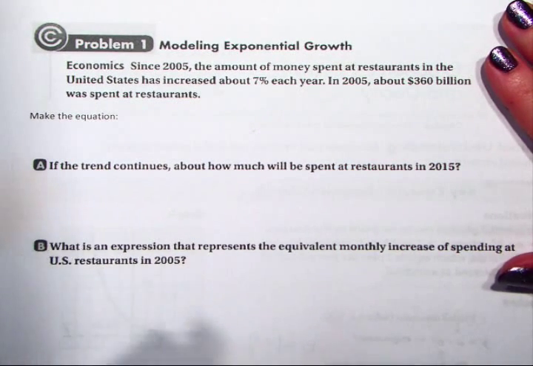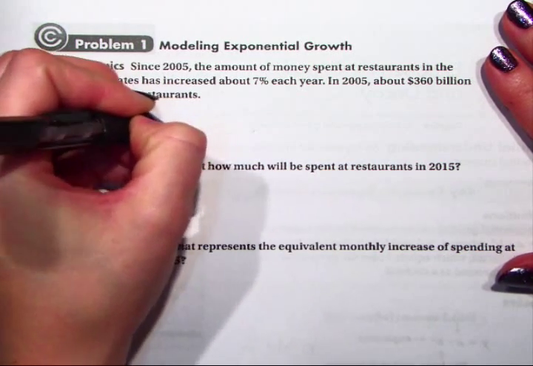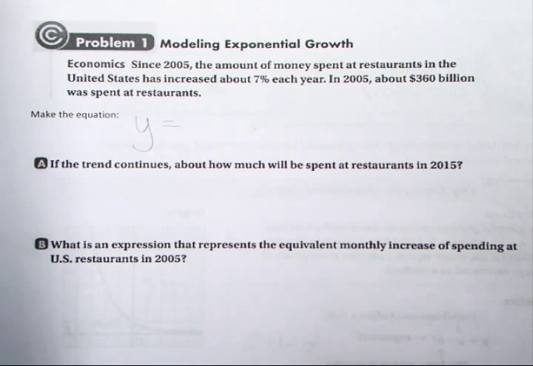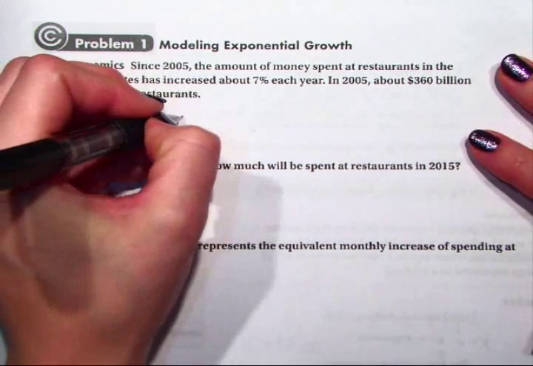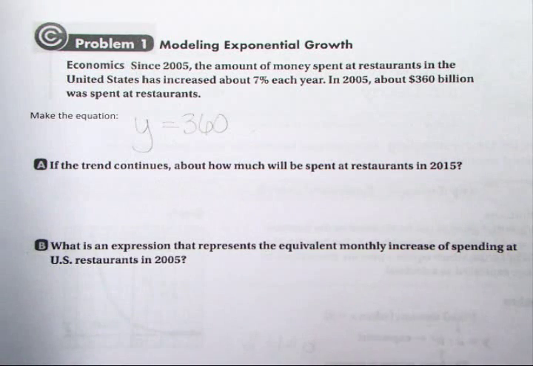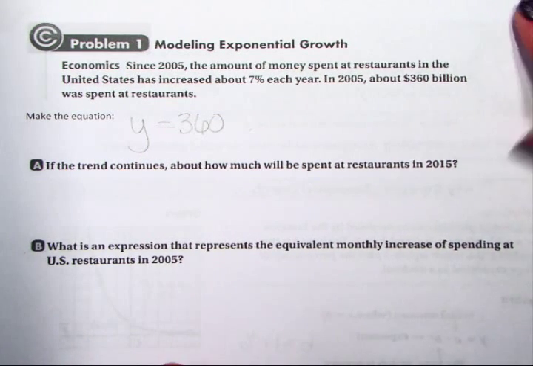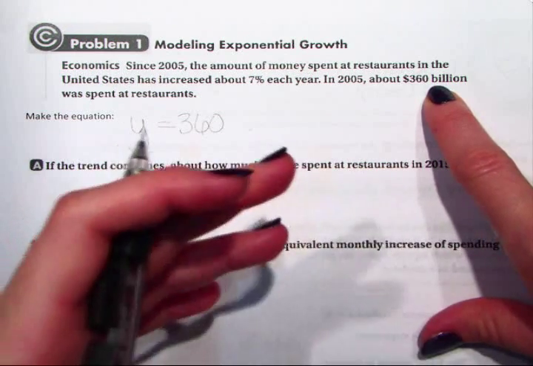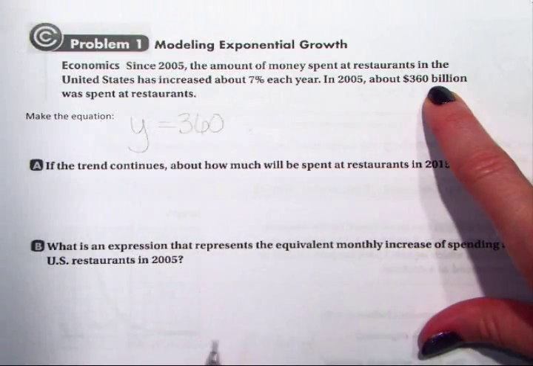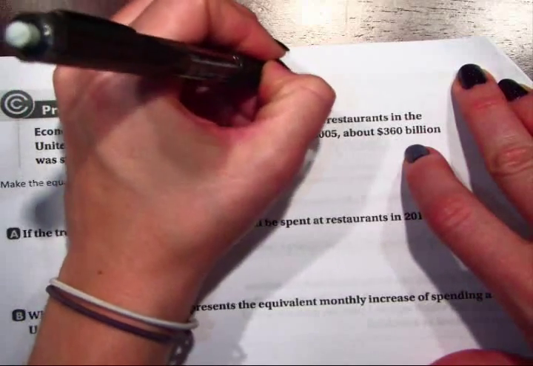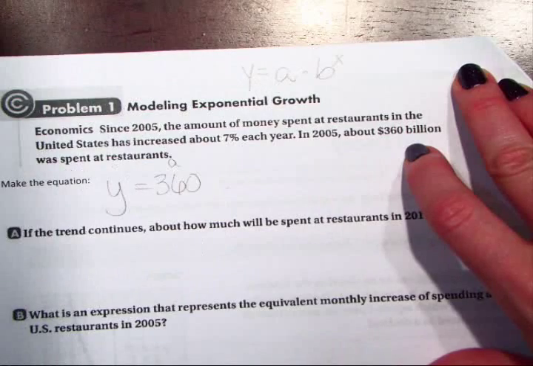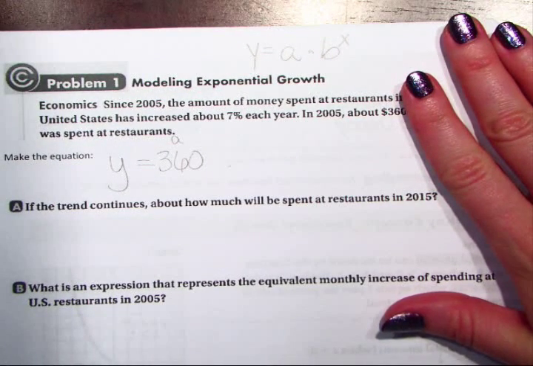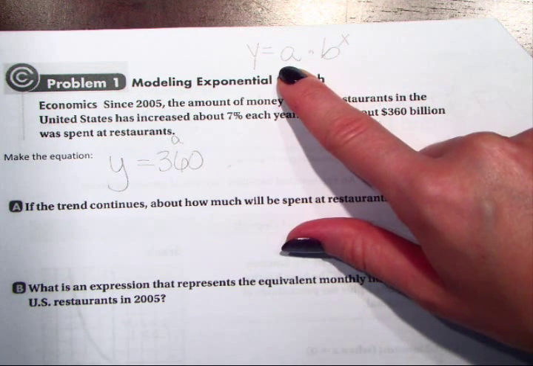Okay, we're going to make the equation. Are you ready? We're going to do y equals. Now, what is the initial amount? 360, and this is in terms of billion. So what we're doing is we're writing an equation in terms of billions of dollars, okay? Now, that replaces the letter A. You remember our equation? Y equals A times B to the X. 360 is replacing the letter A because A stands for the initial amount, okay?